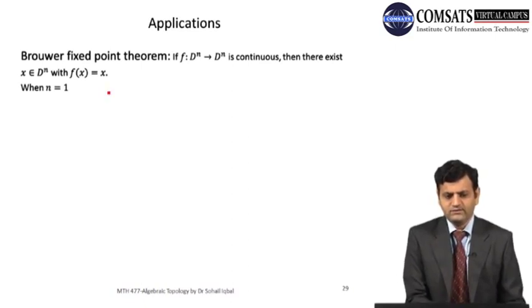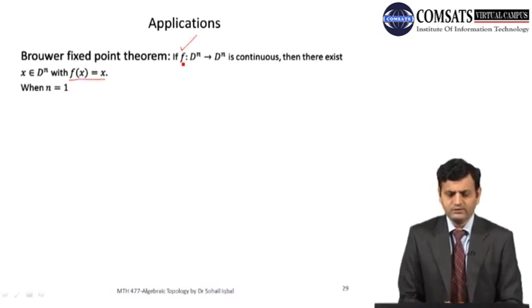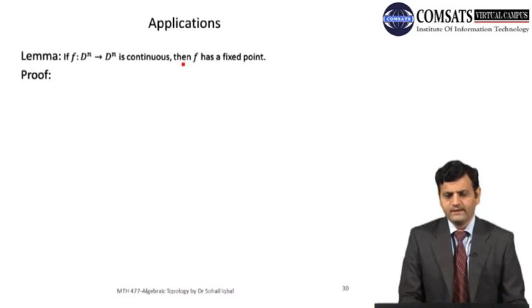So this x is called the fixed point of this continuous function. The case n equals 1 has a very simple proof, which basically uses simple ideas of topology, but when we go to higher dimensions, the result is very non-trivial. But using homology we can prove this result. So let's see how to prove it.